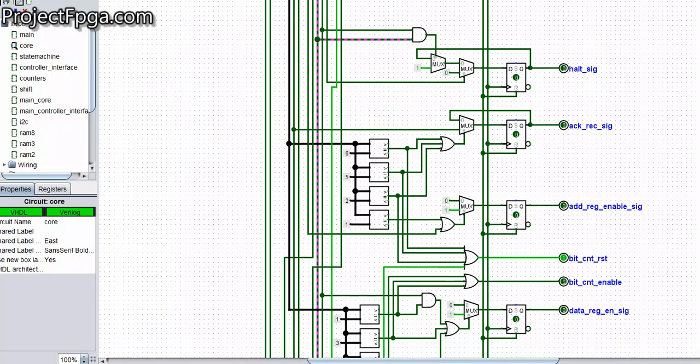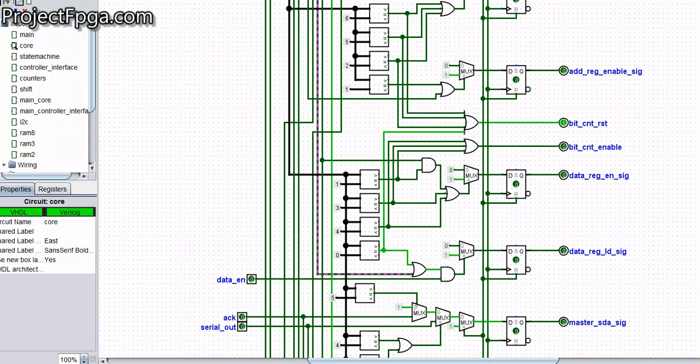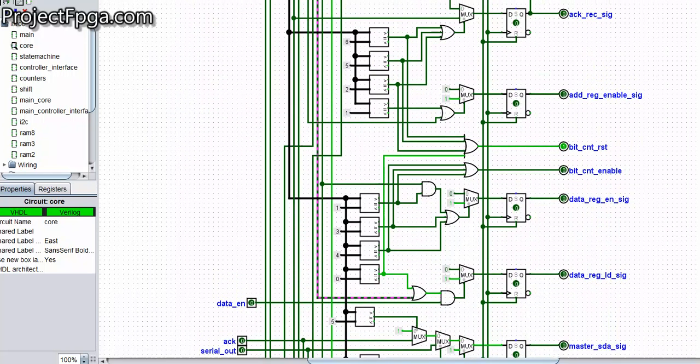So let's talk about major signals. Let's talk about this bit count enable. Remember, I'm not going to touch all the signals. I'm just going to talk about the core signals you need to understand, so that when you are going through the code, everything will be clear to you. So let's talk about this bit count reset and bit count enable. Remember, we have a bit counter that counts up to 8. So when does it count? How does it count? Let's talk about that.